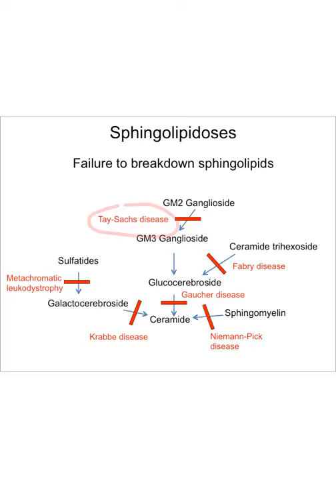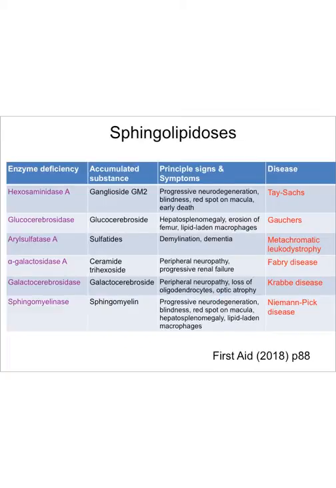And similarly, you can see for all these different steps, there are different diseases associated with it. And here is a table, derived from First Aid, showing which enzyme deficiency is over here on the left, what substance is accumulated when that enzyme is deficient, what the principal signs and symptoms are when someone suffers from one of these diseases, and the commonly known name of the disease.